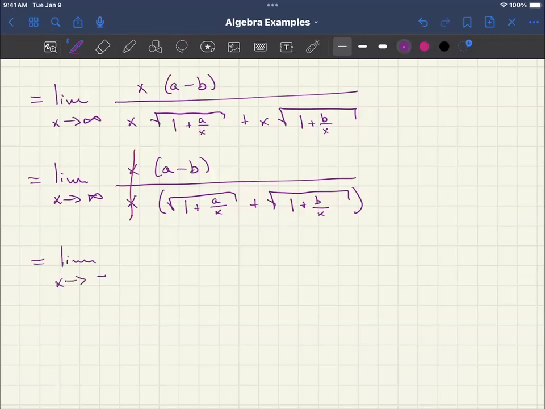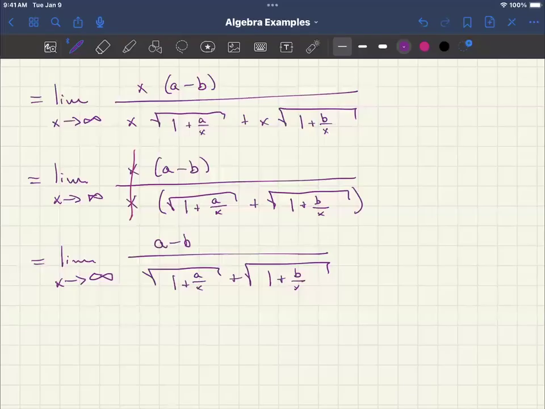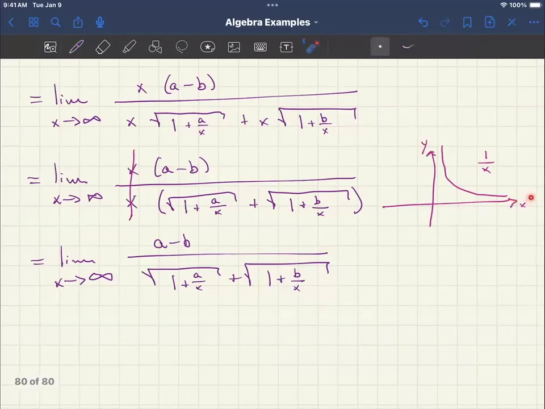Okay, so now our x cancels and we get a minus b divided by the square root of 1 plus a over x plus the square root of 1 plus b over x. And if you'll recall, the graph of 1 over x looks like this, a rough estimate. And as x goes to infinity, we see our graph gets closer and closer to 0. Now we can take this numerator and turn it to a over x or b over x. It doesn't matter what number you put up there, that number is fixed.